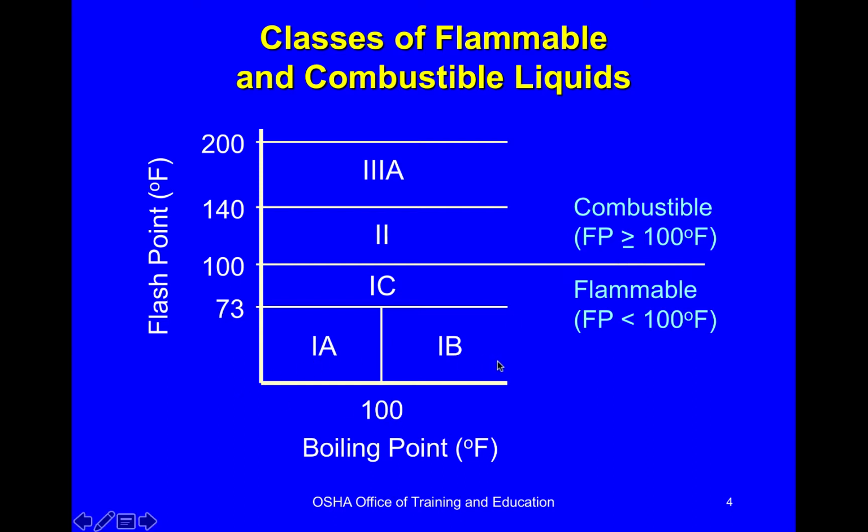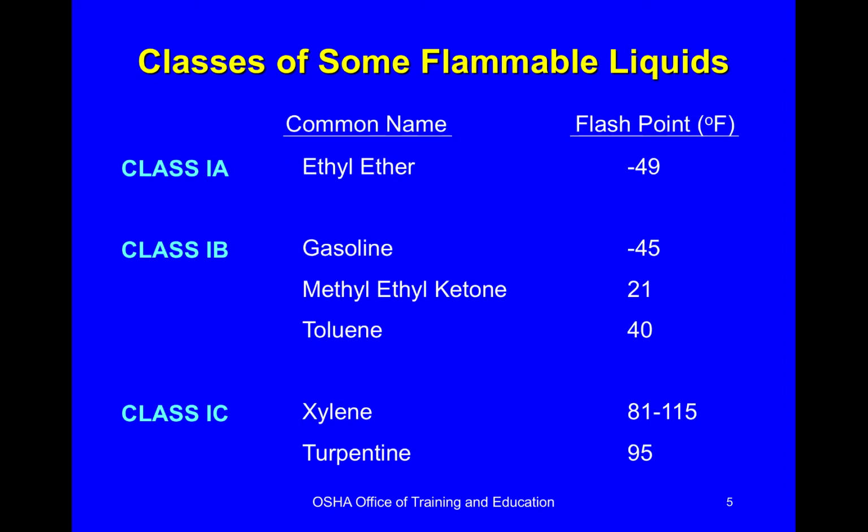Now, there's a difference between class 1A and 1B. The boiling point falls into play here as well. We could have a boiling point at 100 degrees, so if it's greater than 100 degrees boiling point, it's a class 1B. If it's lower than 100 degrees boiling point, it's a class 1A.